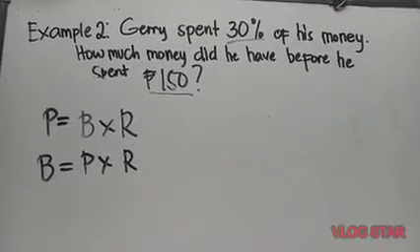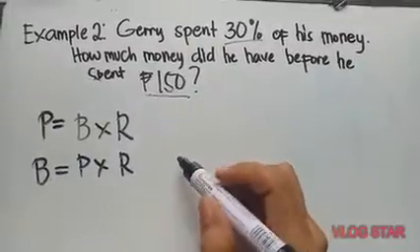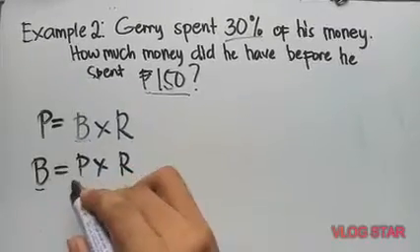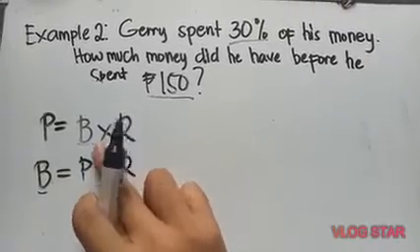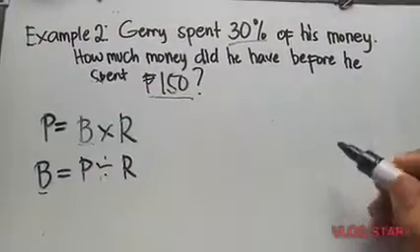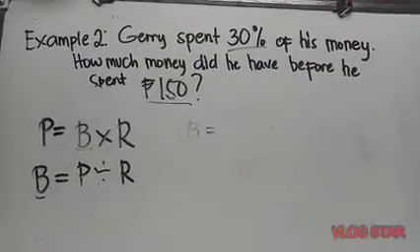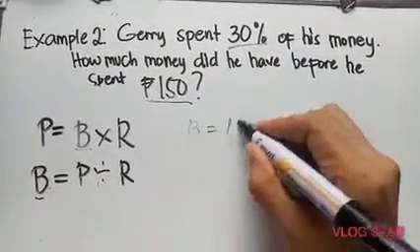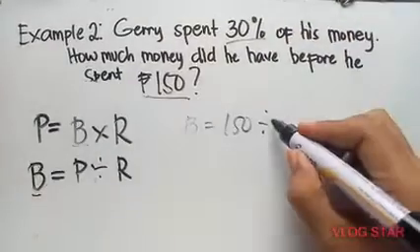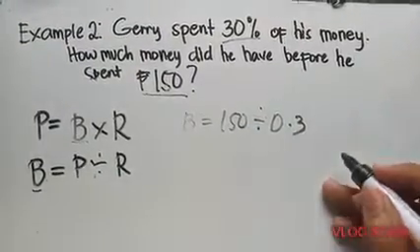Another way of solving this problem is using the formula percentage equals base times rate. But since the missing value is the base, the formula becomes base is equal to percentage divided by rate. So our base is missing. The percentage is 150 divided by the rate, which is 30% or 0.3. How do we divide this?